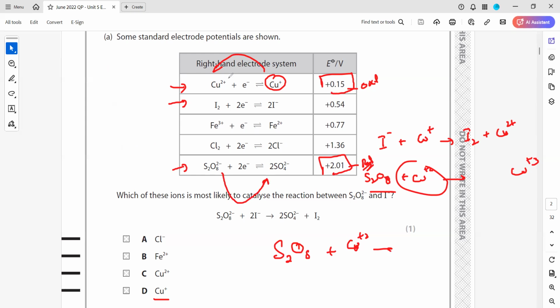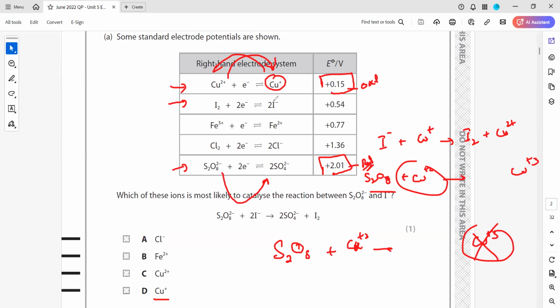If this is reduced, this must be oxidized. So if copper 2 is there, it should become copper 3. But there is no copper 3. Copper 3 is not an existing oxidation state. Clear?